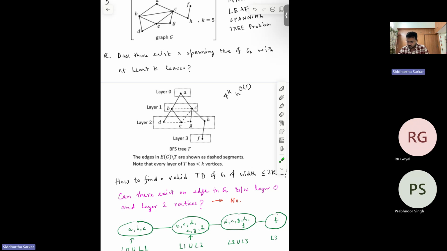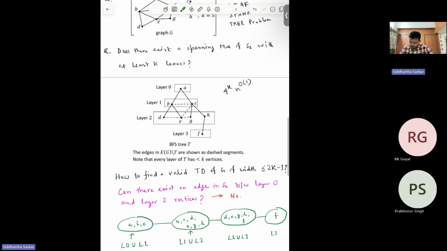Why is the width at most 2k minus 1? So why is the bag size at most 2k? Because of the way we have merged the layers. In every layer we have at most k vertices, so two layers that have been merged at a time together have at most 2k vertices. Therefore the bag size is 2k, and the width is one less. So that is how you have found a valid tree decomposition.